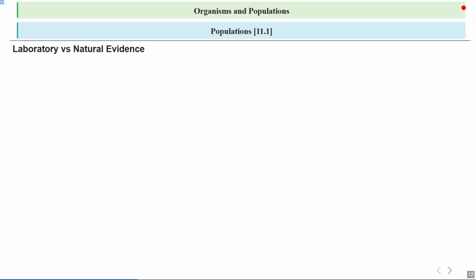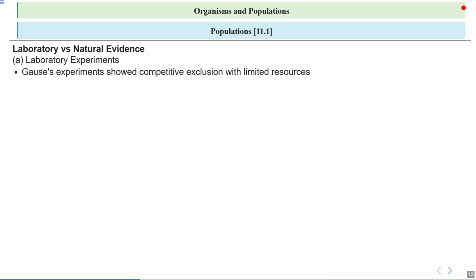Now let's talk about laboratory and natural evidence of competition. Let's start with the laboratory experiment. In the lab, scientists can control all the variables. This experiment was done by Gause. Gause's experiment showed competitive exclusion with limited resources. He said that when resources are limited, closely related species cannot coexist indefinitely. One of the species will outcompete the other.